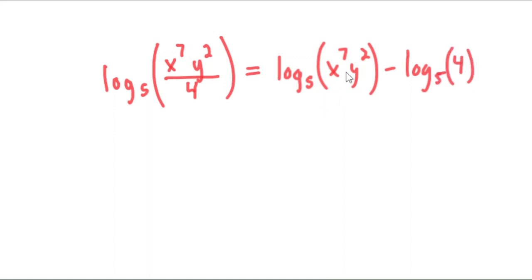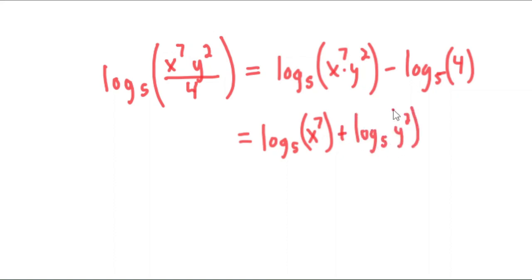Okay, now what about this one here? Well, we have a product in here, log base 5 of x to the 7th times y squared. So we can rewrite this as log base 5 of x to the 7th plus log base 5 of y squared. And then we still have this minus log base 5 of 4 on the end here. Okay, now what can we do at this point? Well, here we started out using the quotient property of logarithms to break it apart into the subtraction. Here we use the product property of logarithms to break it apart into the sum.